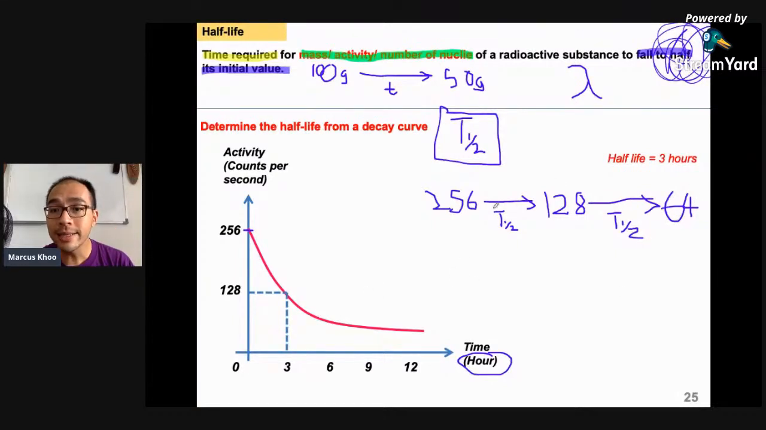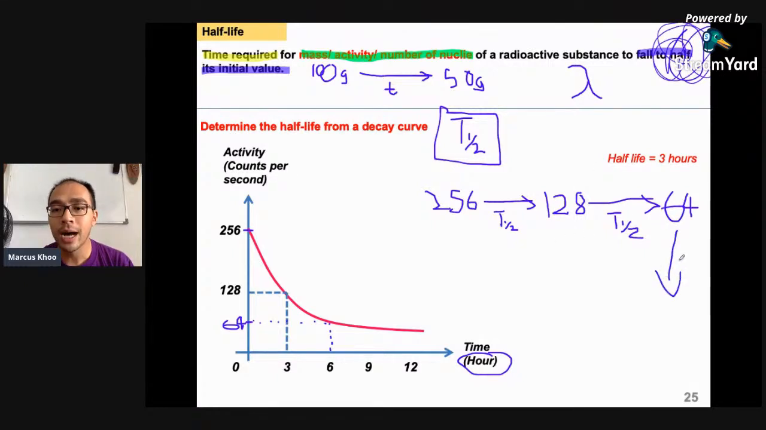Okay, so after 6 hours, this is 3 hours, this is 3 hours. After 6 hours, the activity here will become 64. So 128 divided by 2, let's say 64 is about here. We find that it becomes 64. Divided by 2, not minus 128. Never make this mistake. It becomes half of the original value.